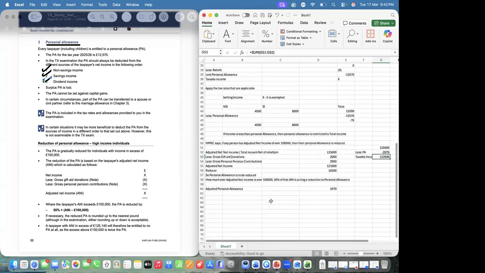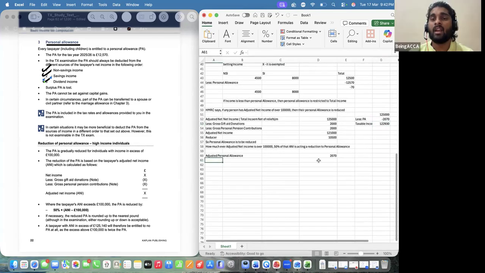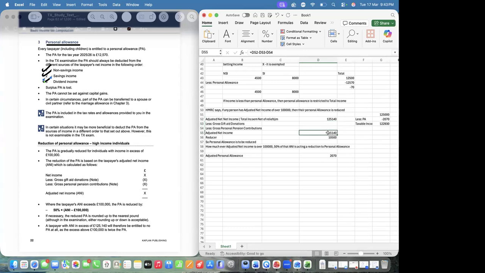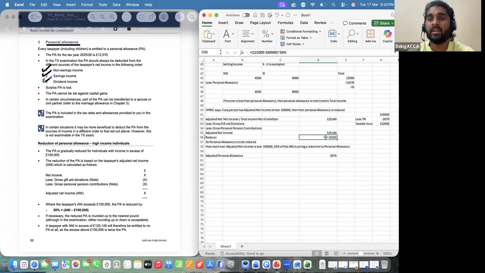And what will happen if your income increases to 125,140? Let's assume this income is 125,140. Let's skip these and delete them. Your net income is your adjusted net income, correct? Yes, sir. Now, what will your reducer be?